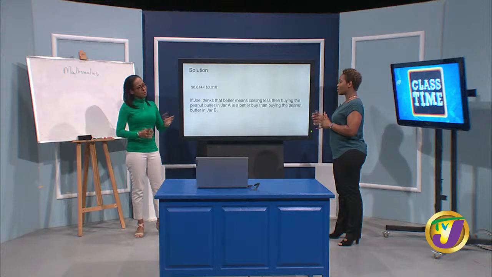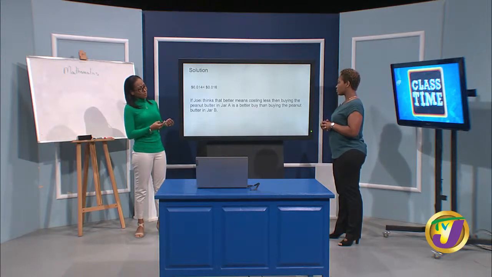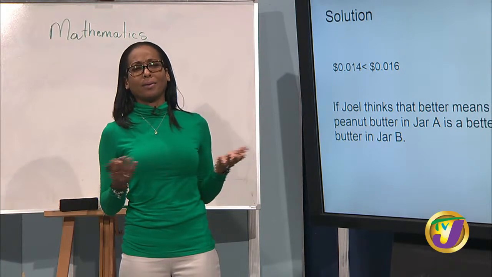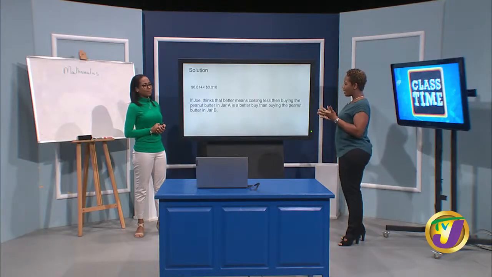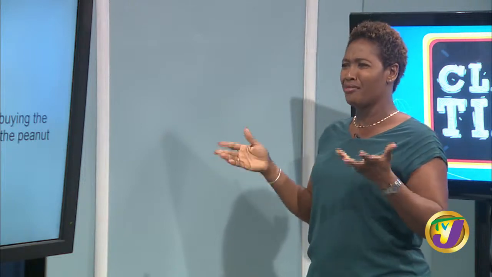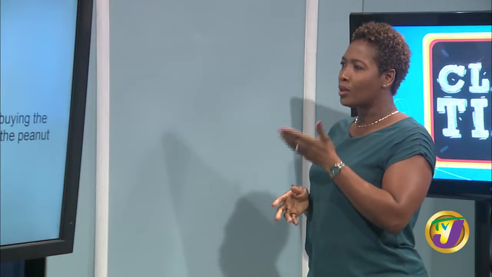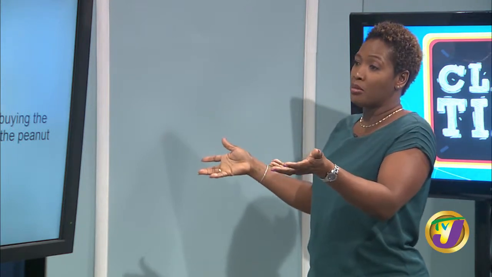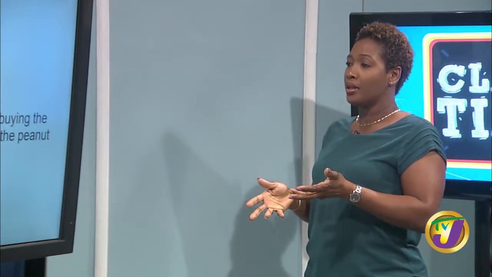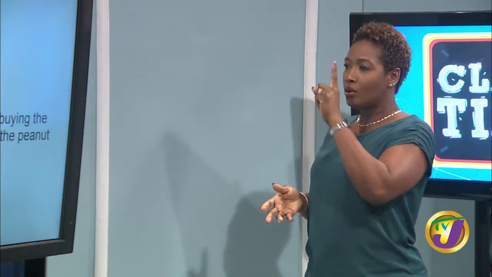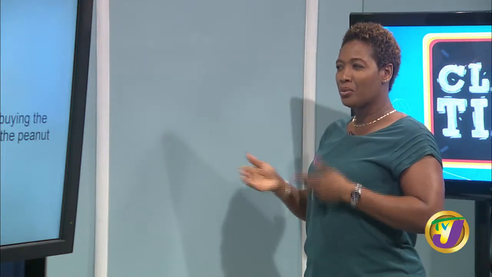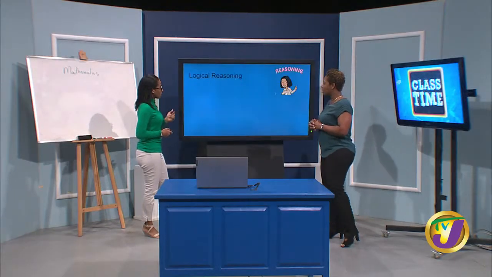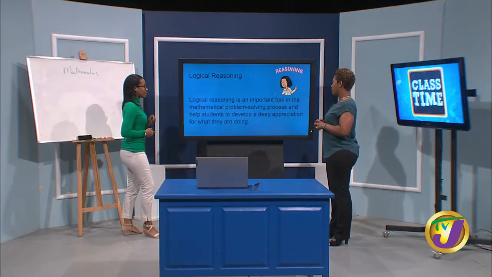So what did you use to figure out this solution? Well, it's really logical reasoning, because I had to look at how I'm going to compare these 2 jars of the same brand of peanut butter. I had to break it down and figure out how much 1 gram costs, which I really had to reason out. So I would say logical reasoning. And you're right on the spot.